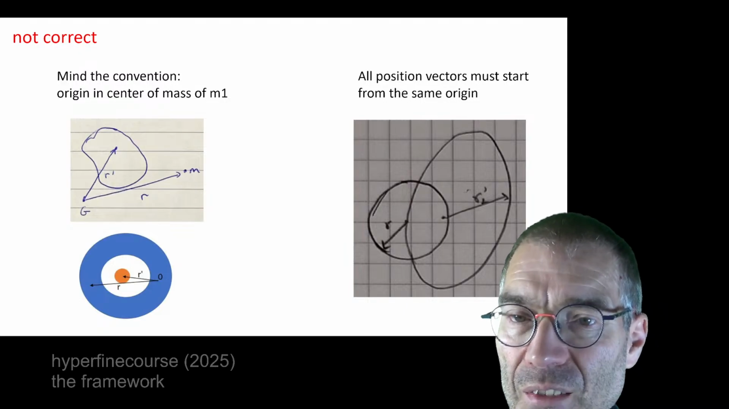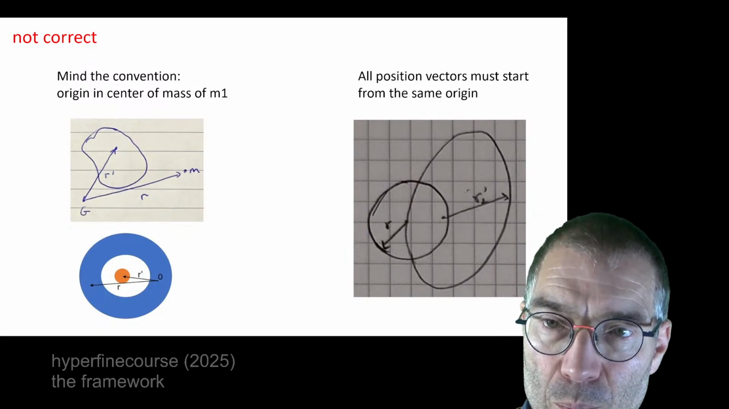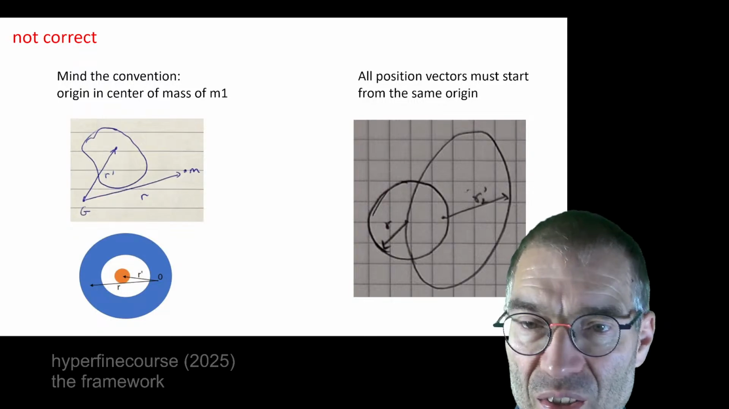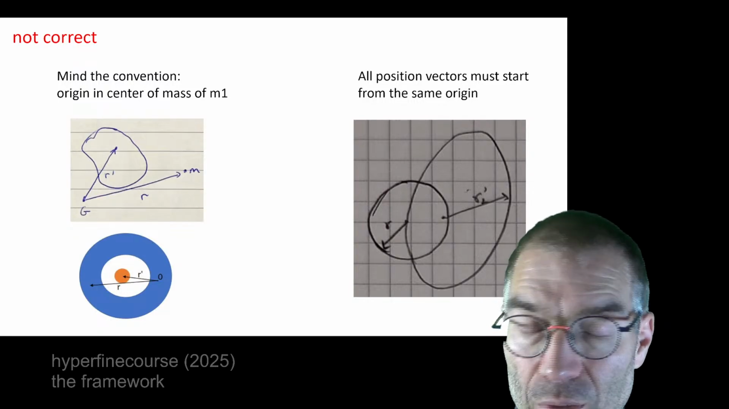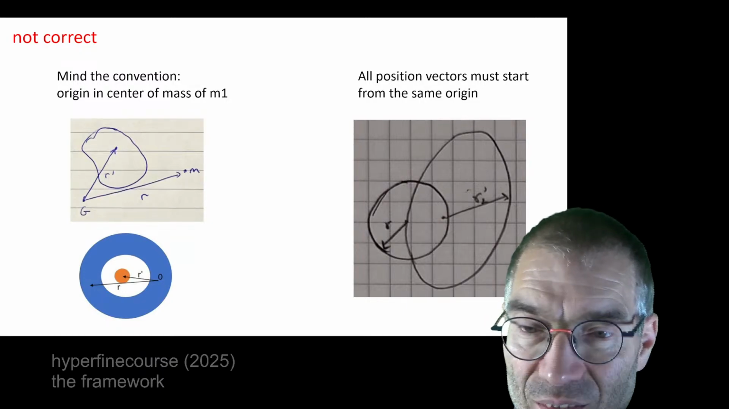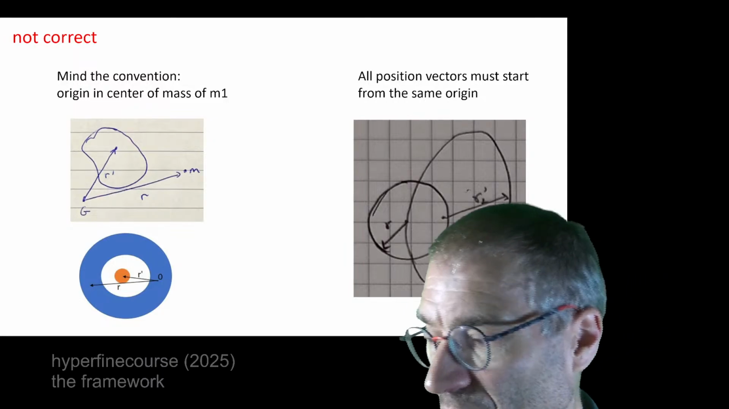And at the left-hand side, we always made the convention that we put the origin of the axis system in the center of mass distribution 1. So if you don't follow that convention, then indeed the lengths of r and r prime can be anything.